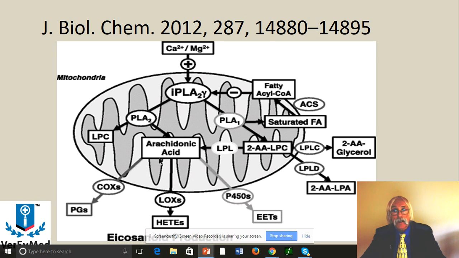LOXes to make HEDs, COXes to make prostaglandins, and whoa, here's another one, the cytochrome P450s. Those are the enzymes that we were calling just generically epoxygenases. Not all of them are epoxygenases, okay? But the cytochrome P450s are a tremendously big enzyme family. And they're involved in drug detox, drug metabolism. Sometimes they cause drugs to become more toxic.